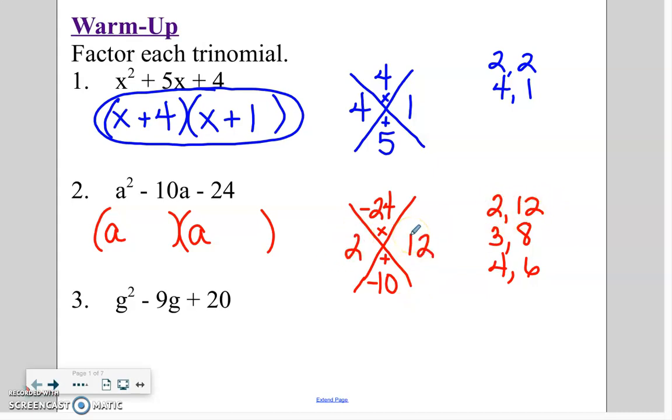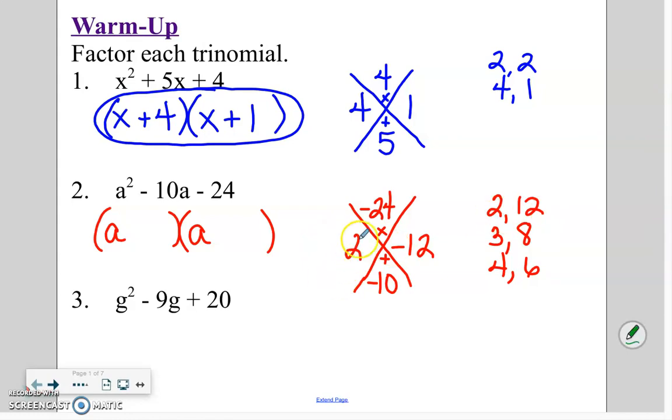And then remember, if you want to multiply to get a negative number, one of these numbers is going to have to be negative in order for that to happen. So negative 2 times 12 is negative 24. Negative 2 plus 12 is positive 10. Okay, so I'm pretty close, but I would like a negative 10. So I'm going to put the negative over here and see if that'll do it.